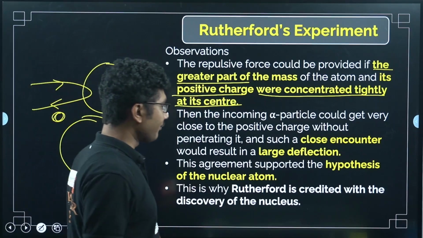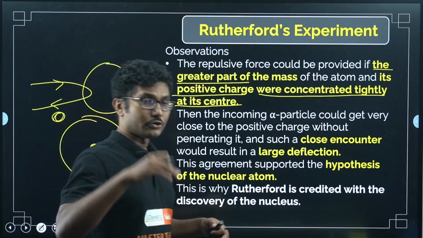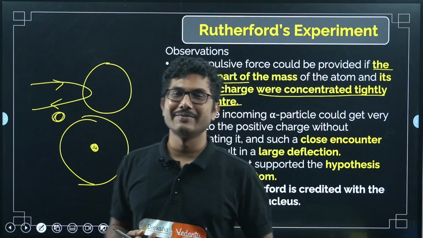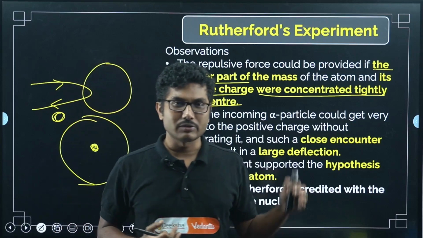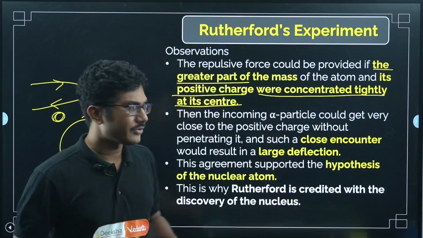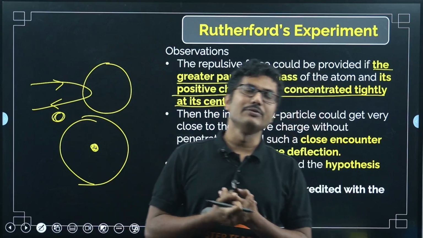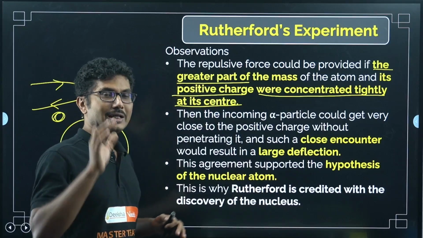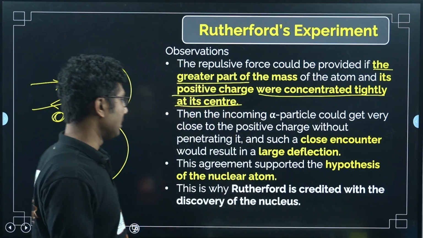This is why Rutherford is credited with the discovery of the nucleus. In previous years they have asked who was given the credit for discovering the nucleus. I have not included that question because it is a very simple question, but you should know that the credit of discovering the nucleus was given to Ernest Rutherford. Ernest Rutherford is the discoverer of the nucleus. That credit goes to Rutherford.